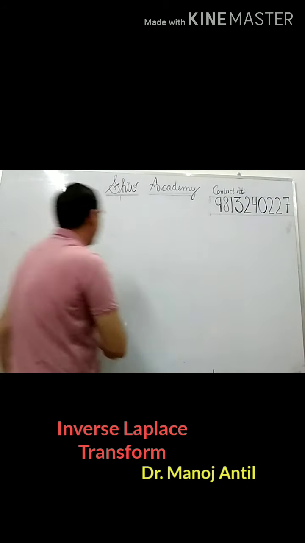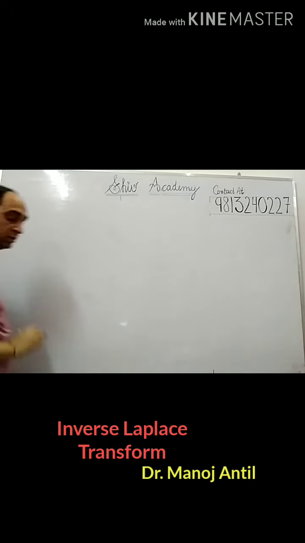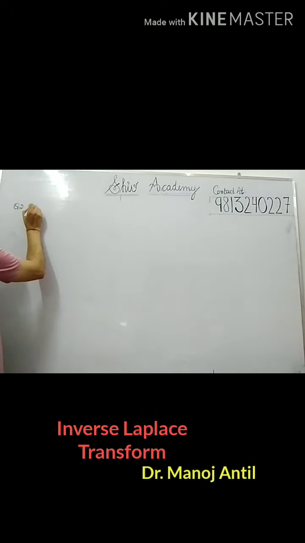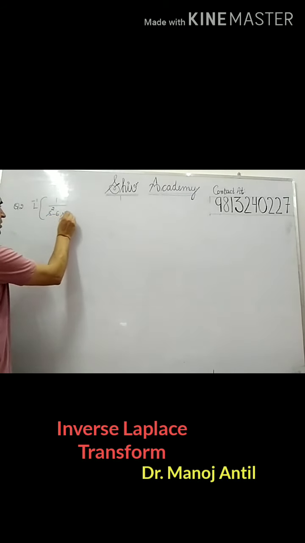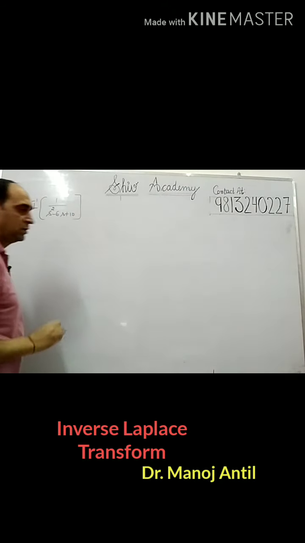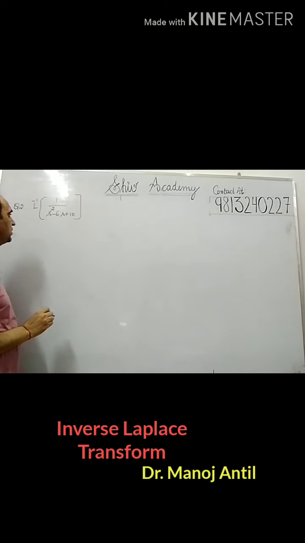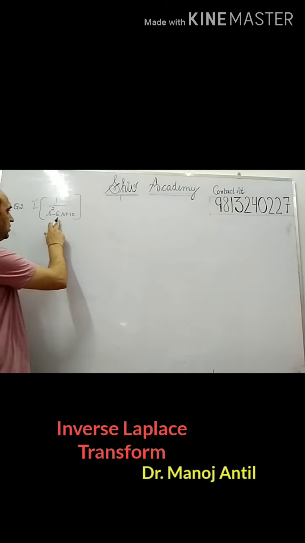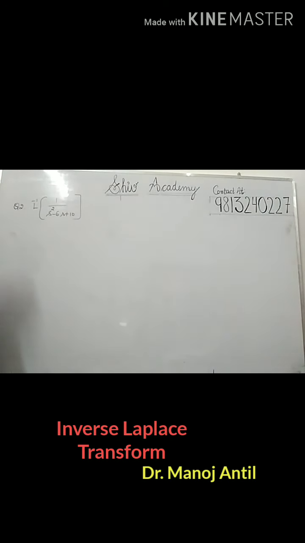So I am taking one more question, question number 2. You have to find the inverse Laplace transform of 1 upon s square minus 6s plus 10. So dear students, what we do, we make partial fractions of this. If you look at this, is it possible to make partial fractions? It is not possible to make partial fractions.